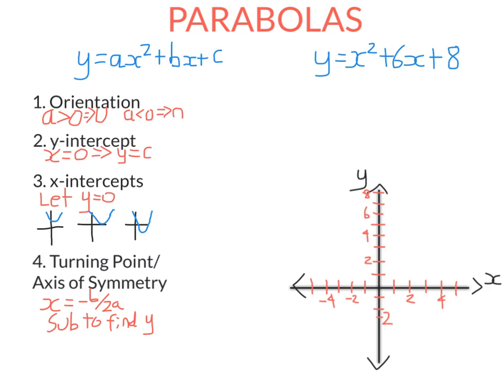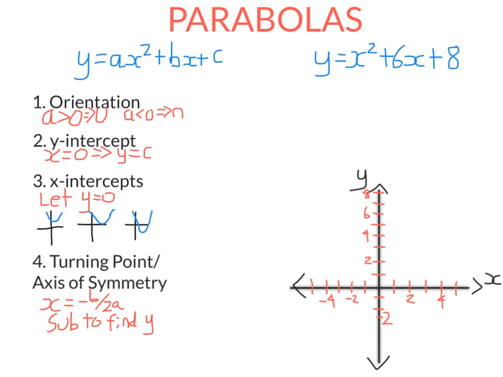Every parabola has a y-intercept. If the equation's written in this form, this c value is the y-intercept. That's where the parabola hits the y-axis. For the x-intercepts of a parabola, we let y equal 0 and solve the resulting quadratic. Remember, the two methods we've learned for solving quadratics are factorization and the quadratic formula.